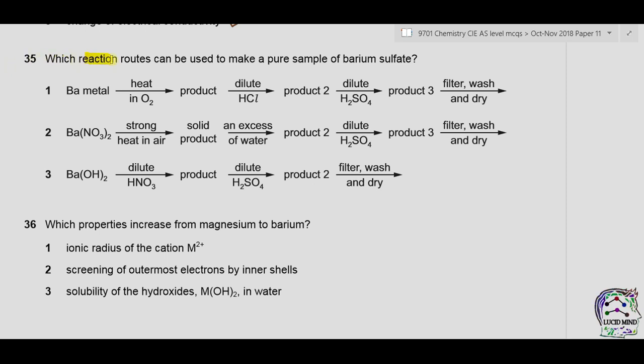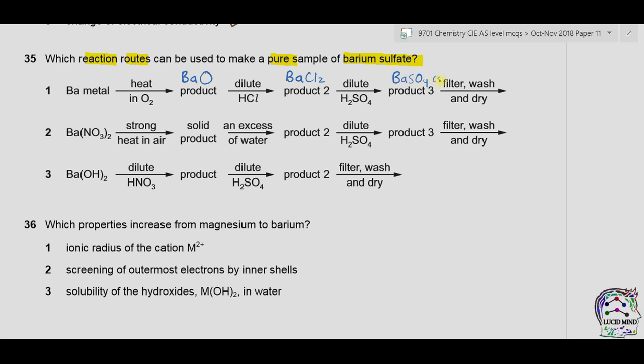Question 35. Which reaction routes can be used to make a pure sample of barium sulfate? First we have barium metal. It is heated in the presence of oxygen to make product. The product will be barium oxide. Then it is put in dilute hydrochloric acid. Barium oxide reacts with hydrochloric acid to form barium chloride. Then it is diluted with sulfuric acid, so it forms barium sulfate.